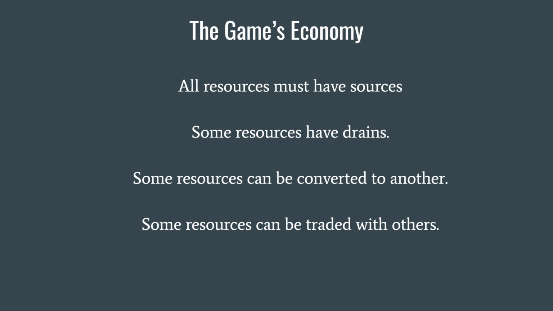I would argue every single game needs to have the first three. The last one, not every game needs. So all resources must have a way they come into the game. Some resources in your game should have a way they go out of the game. And some resources should be able to convert to other resources. And then you can build a trade mechanism for a specific type of game.